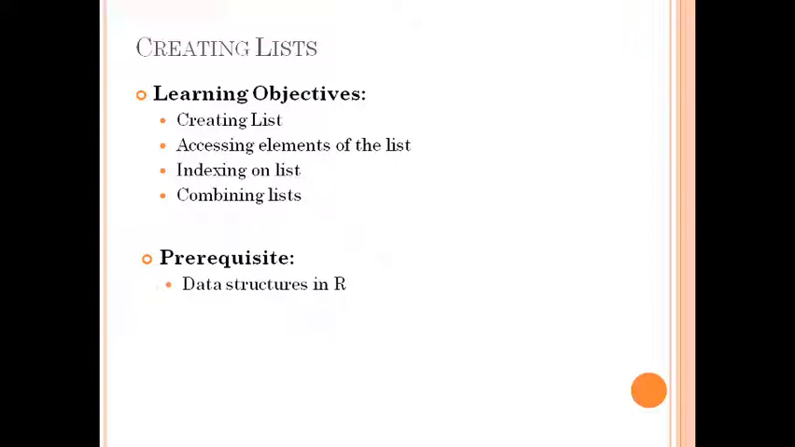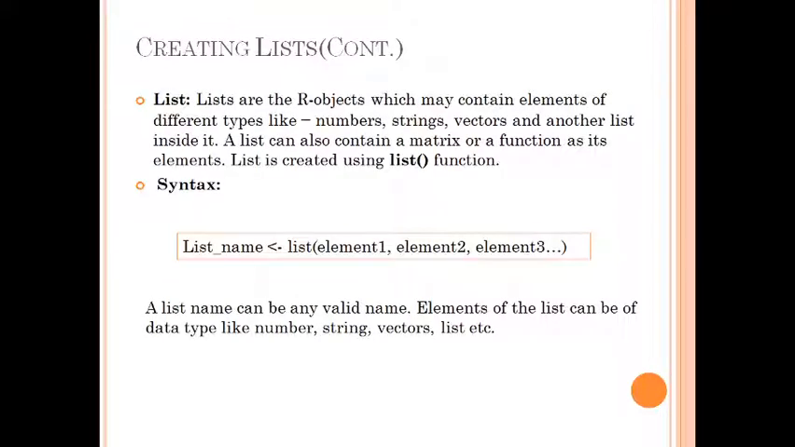To understand list, we must know what are the basic data structures in R or what are the basic variables that we can create in R. Now list is an R object which may contain elements of different types like numbers, strings, vectors and even list. A list can also have a matrix or a function as its element. So we can see here that list is a very flexible and useful kind of data structure wherein it can have heterogeneous type of data as its element.